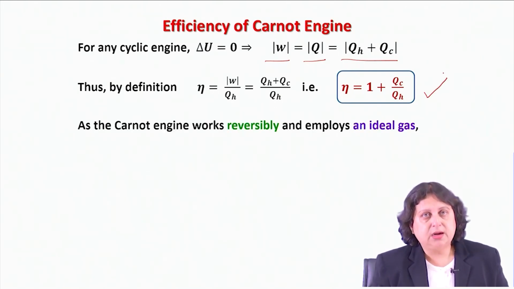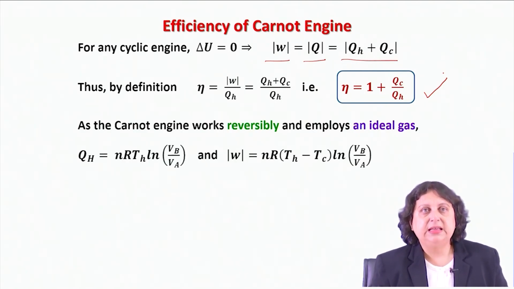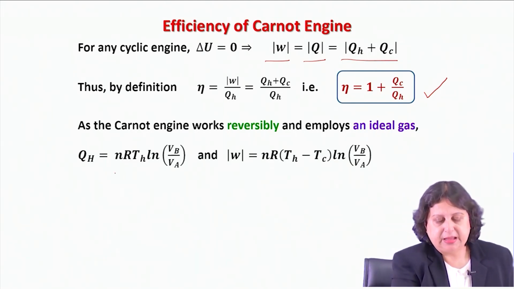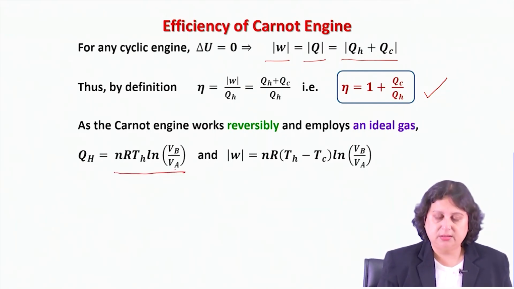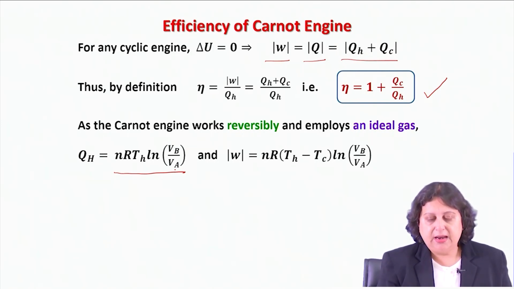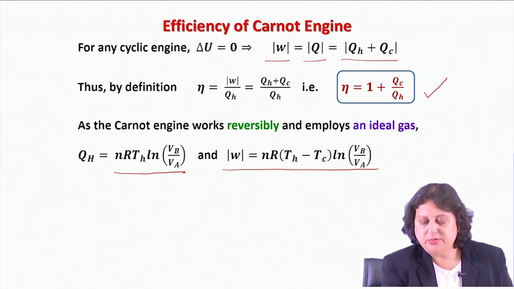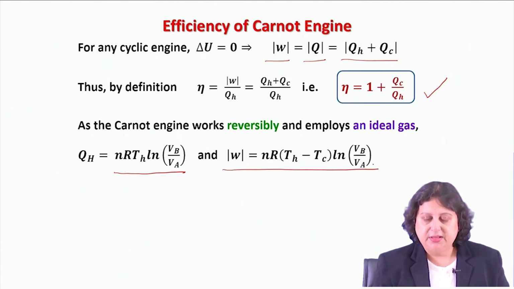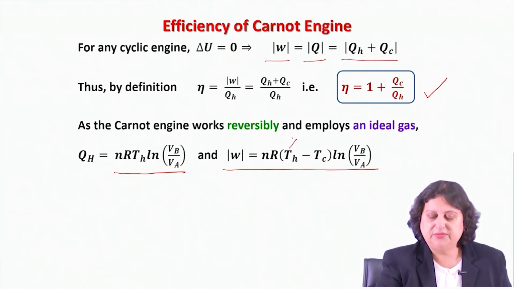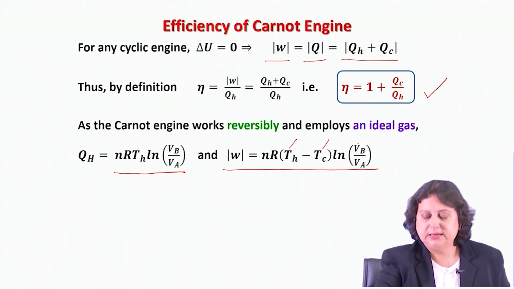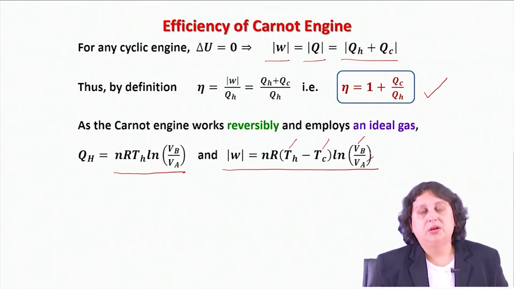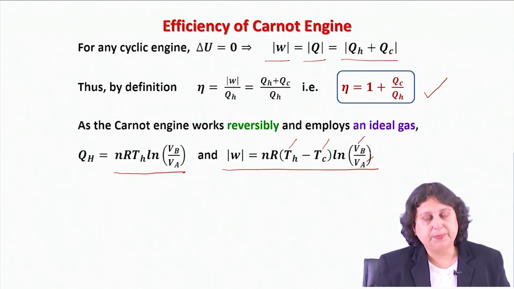Now, as the Carnot engine works reversibly and employs an ideal gas, in that case, I can always write QH is equal to nRTH ln VB by VA. That is something that we have been working on in the previous slide. And we also know the magnitude of work done in terms of the temperature of the high temperature reservoir, temperature of the low temperature reservoir, and the volumes of the state points A and B.